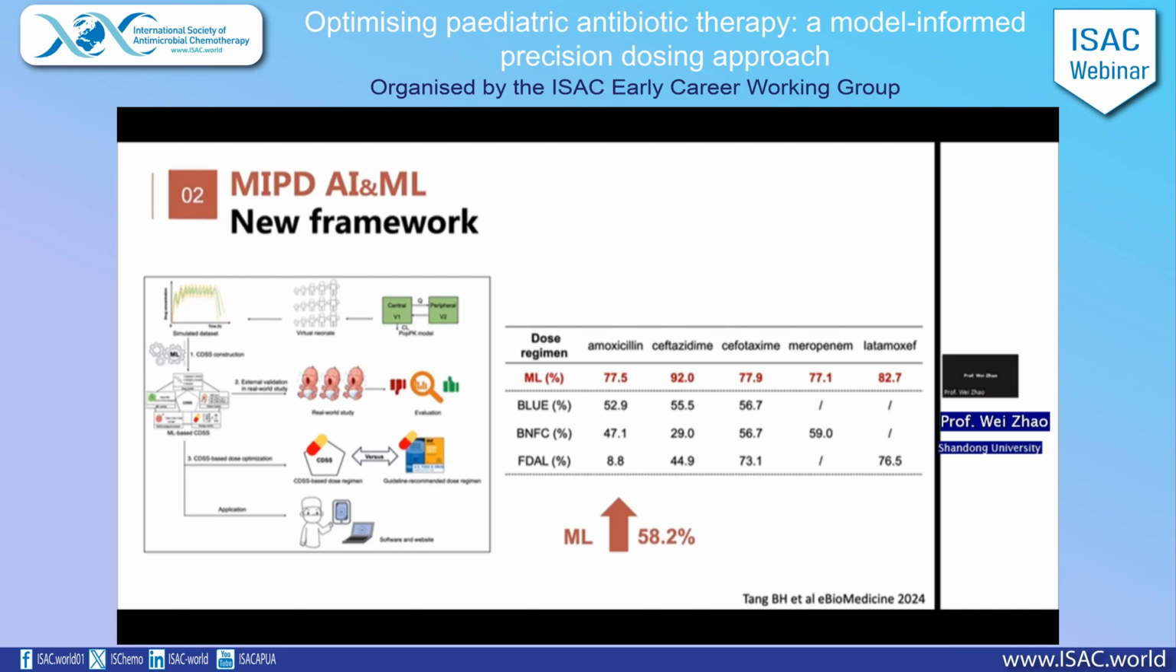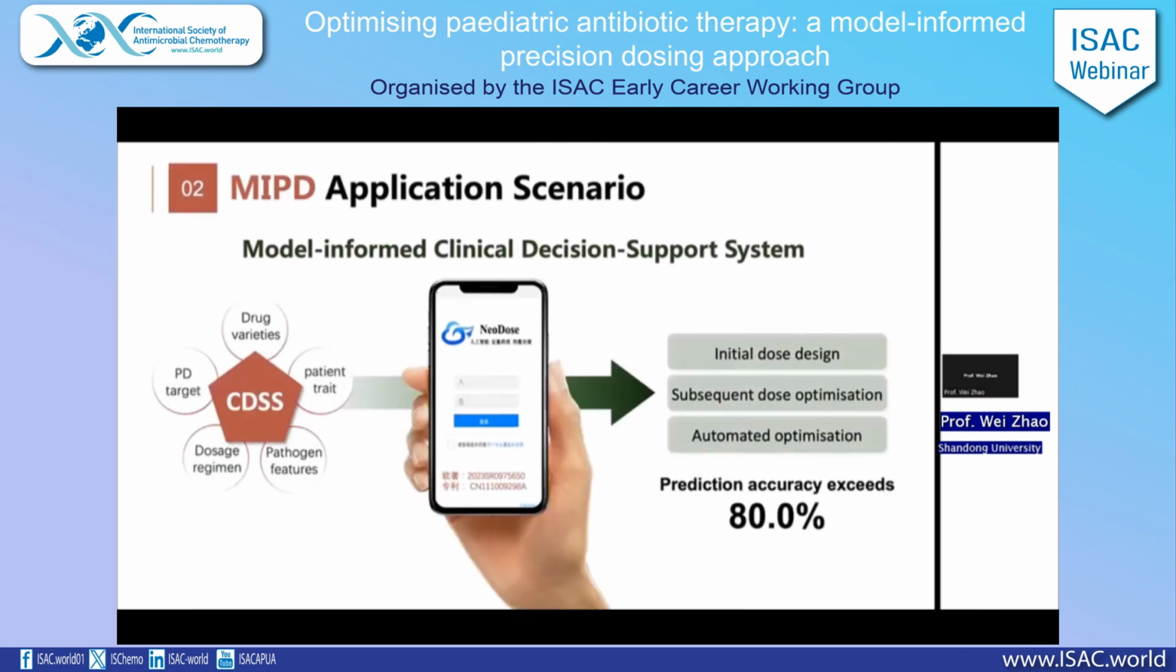And this CDSS system, compared with the normal guideline-recommended dose regimen, shows a very high improvement. And now this application has already been developed as software and also on the web for use in practice. So you can see the phone application for this decision making system, for the initial dose design and for the dose optimization, and all the process can be run automatically to give the dosing optimization.